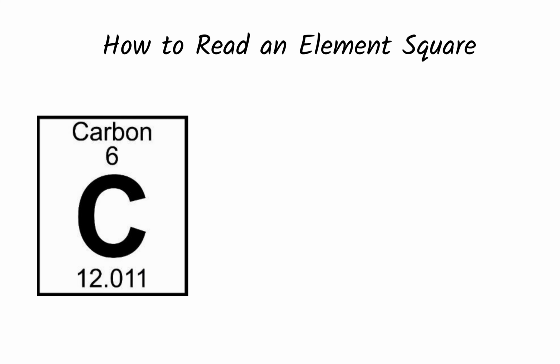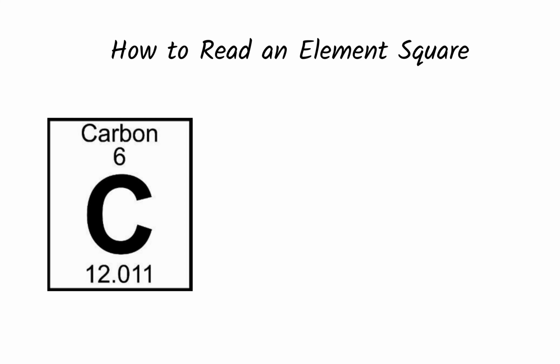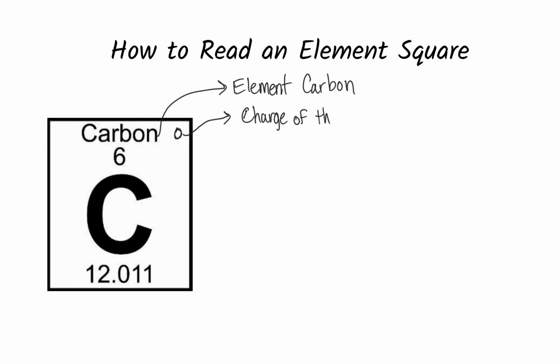All right, on this slide, we're going to go through how to interpret the information on an element square. And seen here, we have the element square of carbon. So let's first label what these different parts of the atom are. I'm going to add a 0 here, and I'll tell you why in just a second. So first we have the element name, which in this case is carbon. This 0 would refer to the charge of the atom. So 0 would be neutral.